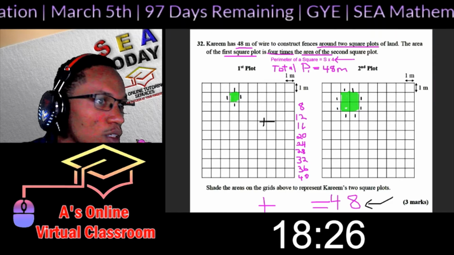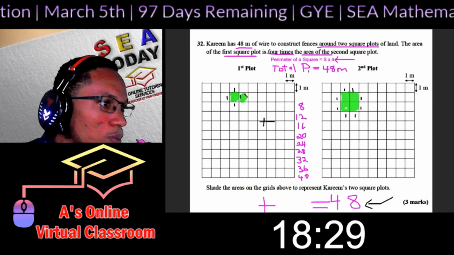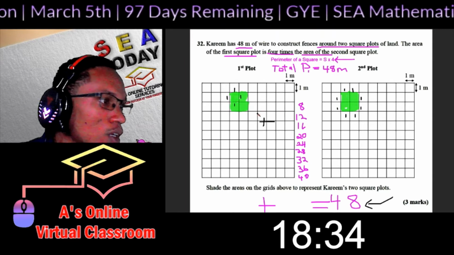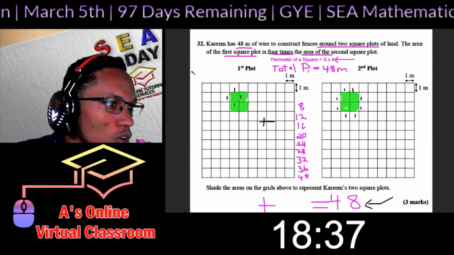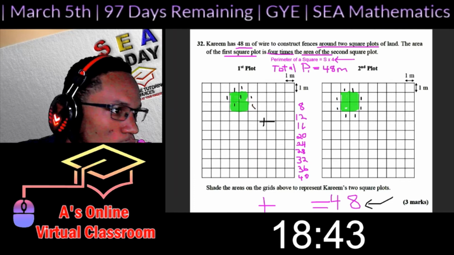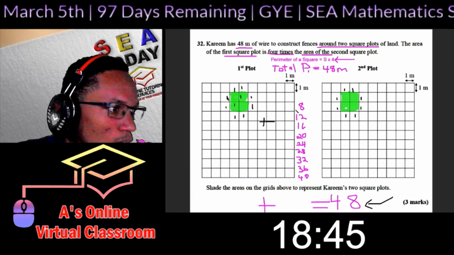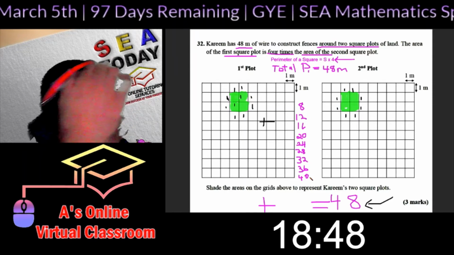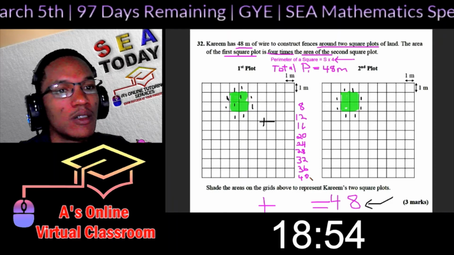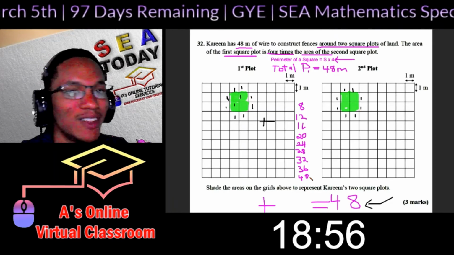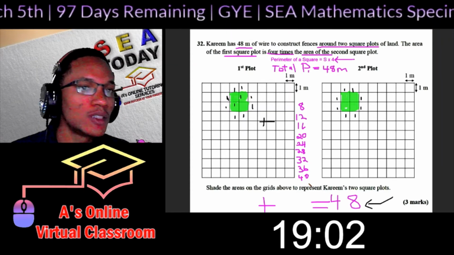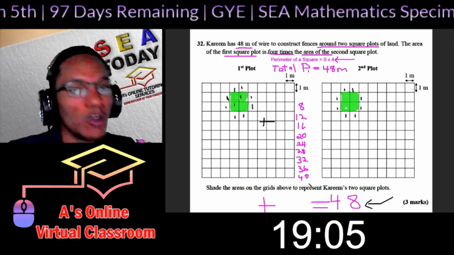If we double this up, we get this. Starting off with 4, our perimeter would be 1, 2, 3, 4, 5, 6, 7, 8. So 8 and 40 will give us 48. But we cannot get a square that will give us 40, because 40 is not a square number, right? So that's the other trick to it. We want the square numbers that will be able to give us the correct perimeter that we want.